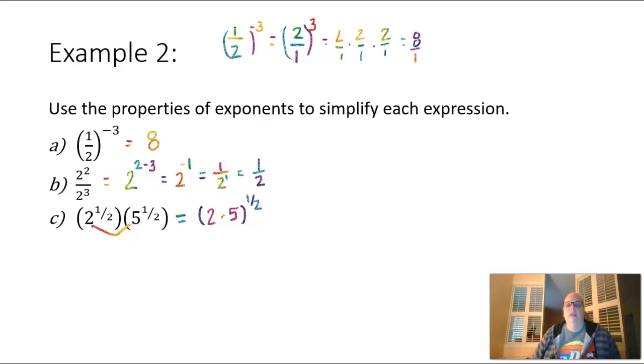Okay. And then we can simplify that, because 2 times 5 is 10, and so this is 10 to the 1/2 power. And we already know that when we have a 1/2 power, that really means, in this case, we have a square root. So this is the square root of 10 simplified.